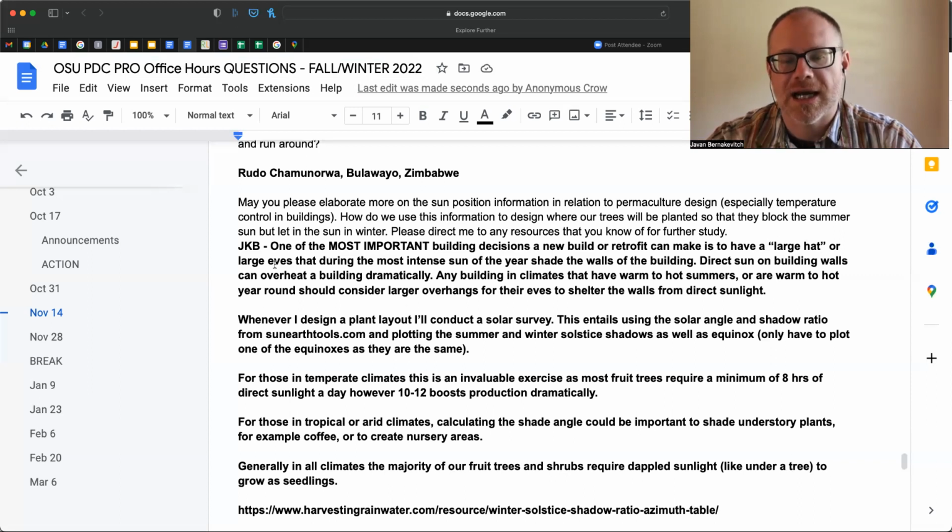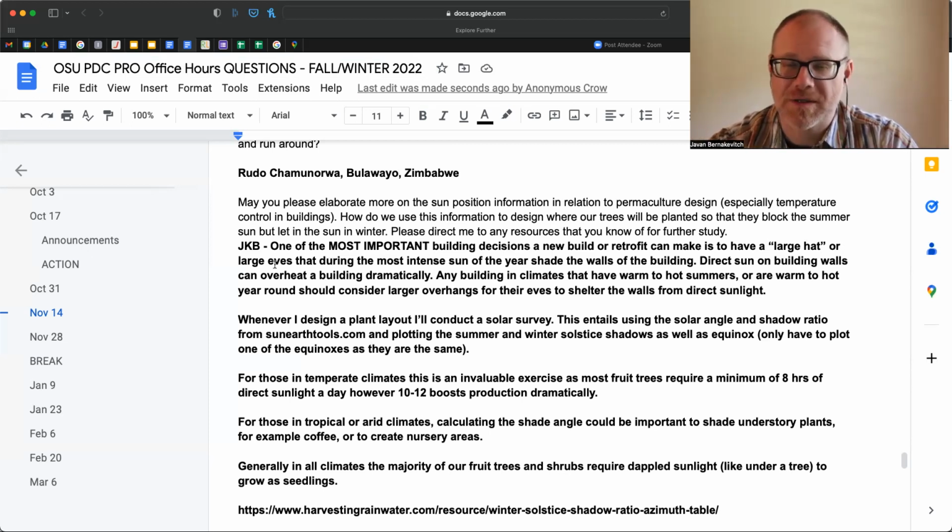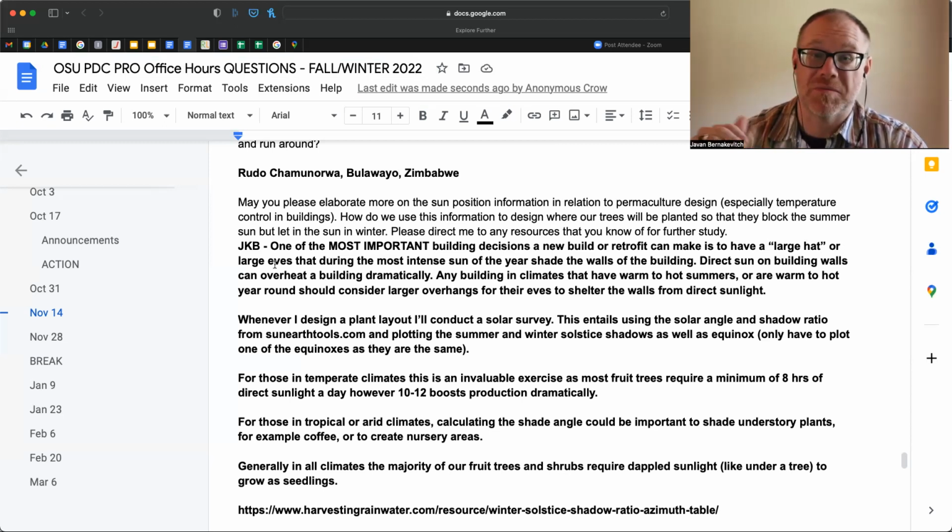Technically. But generally what we want to do is keep that solar angle off of the walls. It just means having a nice big hat on your buildings. So sometimes that can happen with retrofit. Sometimes that can happen with new builds, but it's almost without exception one of the most important things you can do to keep a building cool.